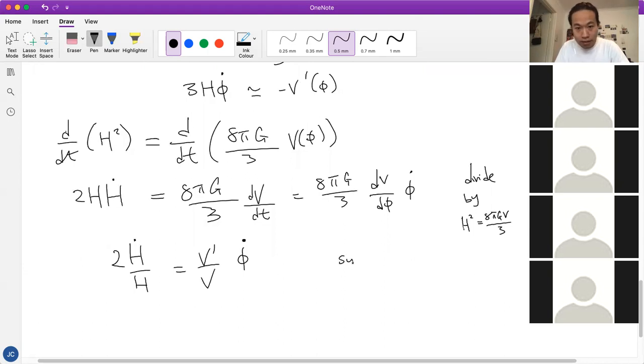Okay, and now we can sub in the phi dot with the Klein-Gordon equation. So phi dot is equal to minus v dash on 3h, given by the KG equation.